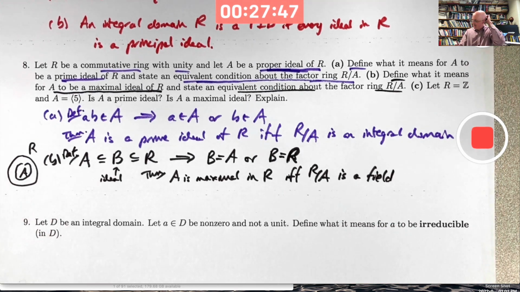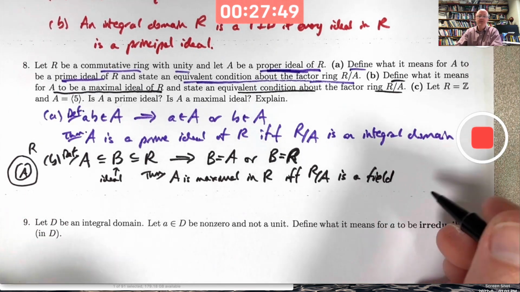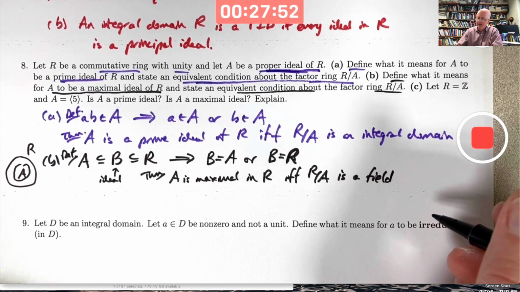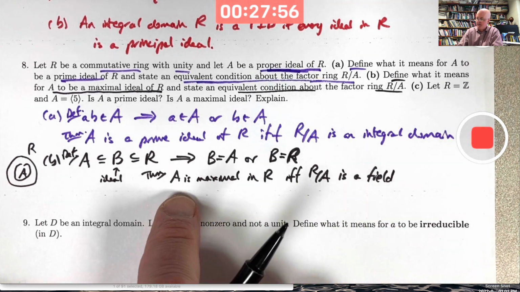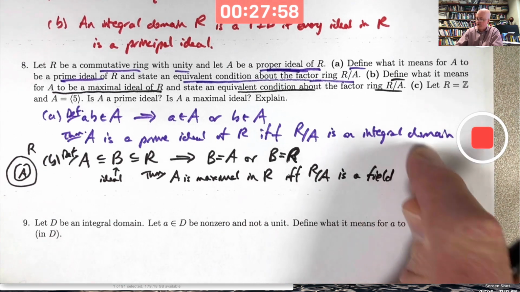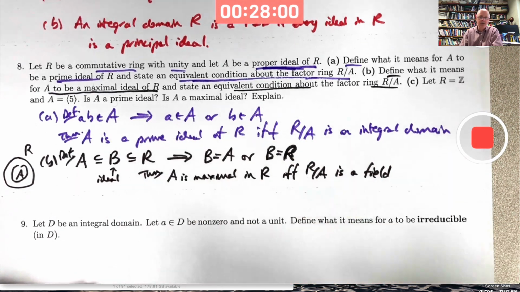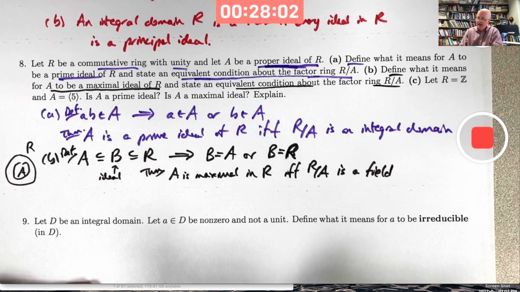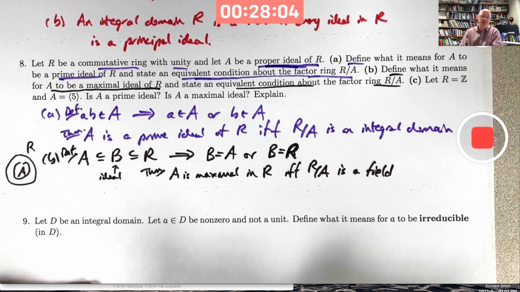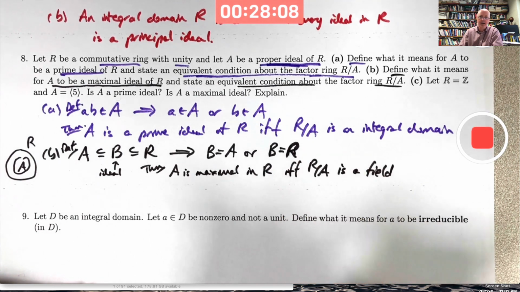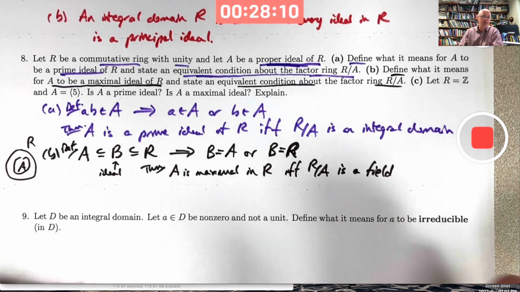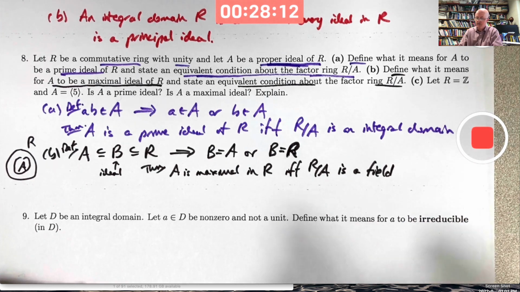These things are related in general because every field is an integral domain, and therefore every maximal ideal is a prime ideal. If you know you have a maximal ideal, you know the factor ring is going to be a field and therefore an integral domain, and therefore the ideal will also be a prime ideal. And in some situations, prime ideals are also maximal. If the factor ring, for example, happens to be a finite integral domain, it will automatically be a field, and therefore both of these conditions will be satisfied.